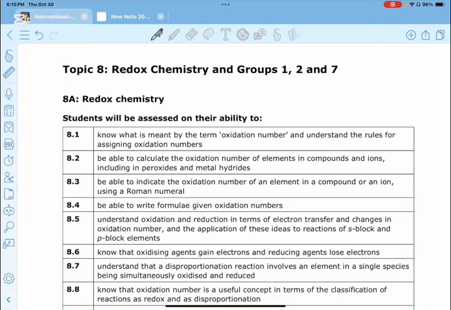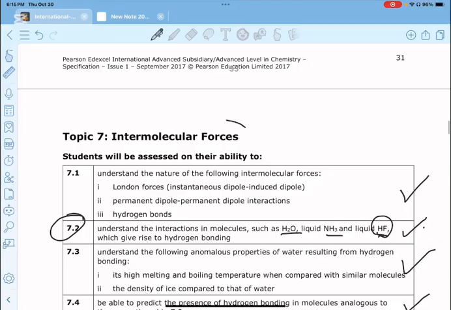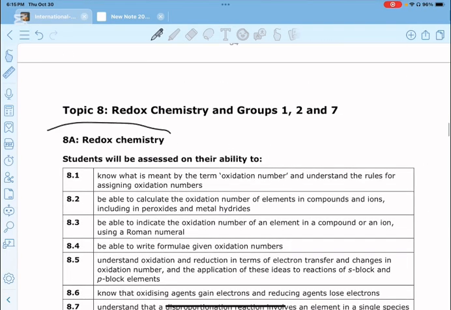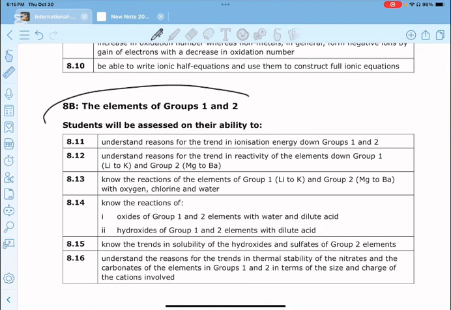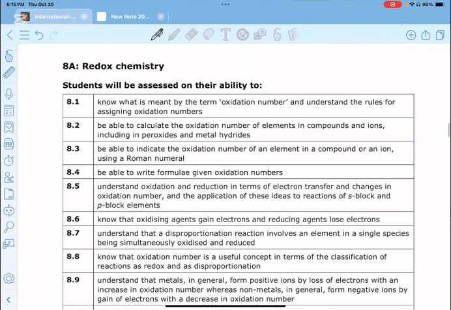Welcome to part 4 of the IAS Edexcel Chemistry Unit 2 Specification Revision. In our last video, we looked at the entirety of intermolecular forces. In this video, we will look at redox chemistry. Maybe in the next video, we'll look at 8b, the elements of group 1 and group 2.